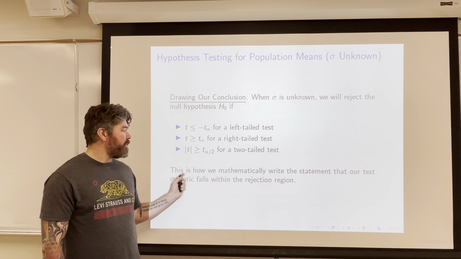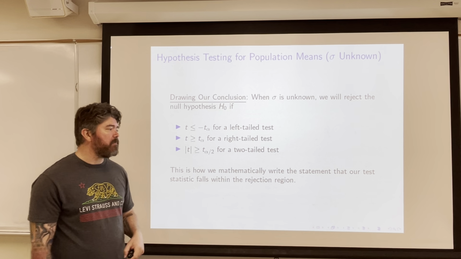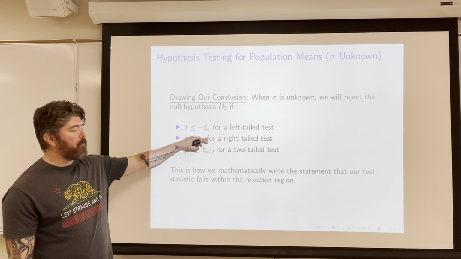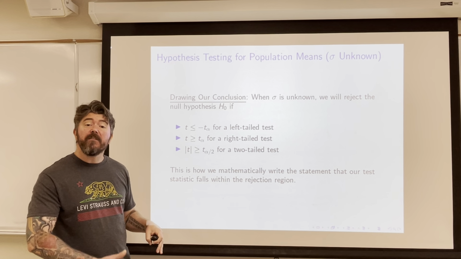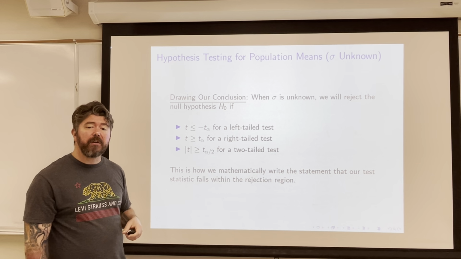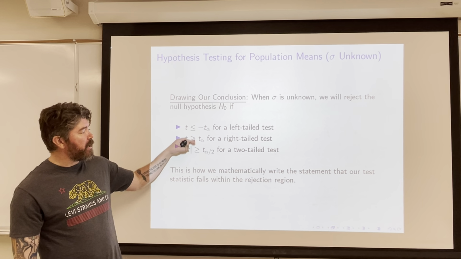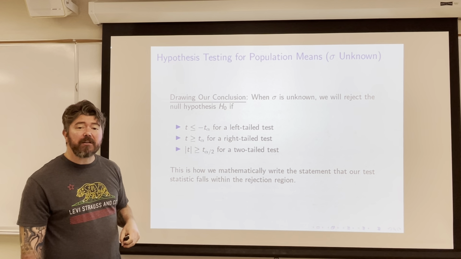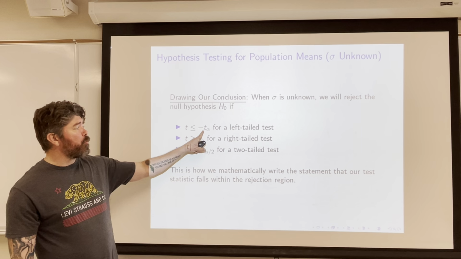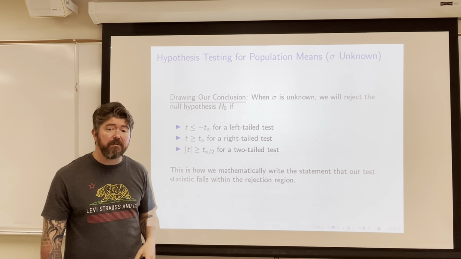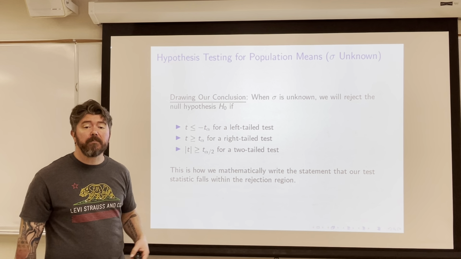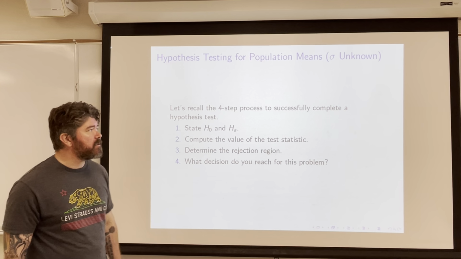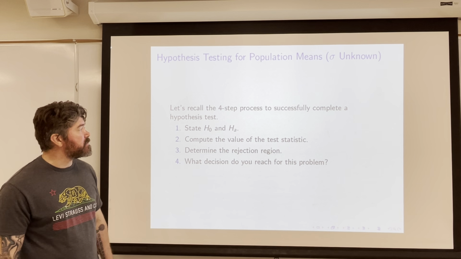And again, this is how we mathematically write the statement that our test statistic falls within the rejection region. So this is how we mathematically write each visual picture given in the previous slide. My recommendation is to just memorize these. These are exactly what we saw in section 10.2, except we're just replacing our z values with t values because sigma is unknown. So let's recall the four-step process to successfully complete a hypothesis test.